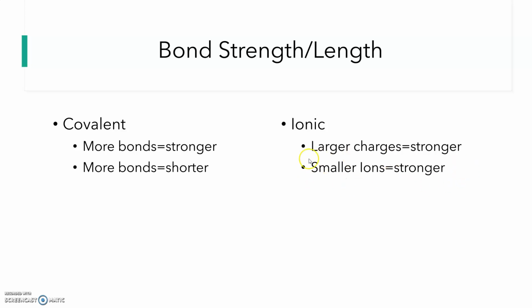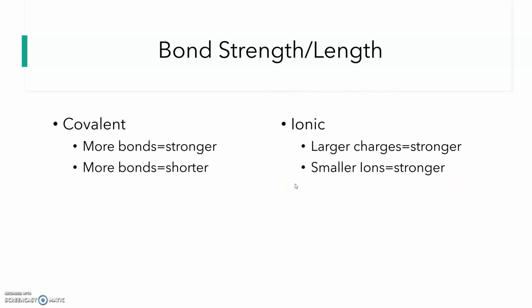And then smaller ions will also be stronger because the distance between the ions is lessened, so they're going to be a little bit more compact than the larger ions.